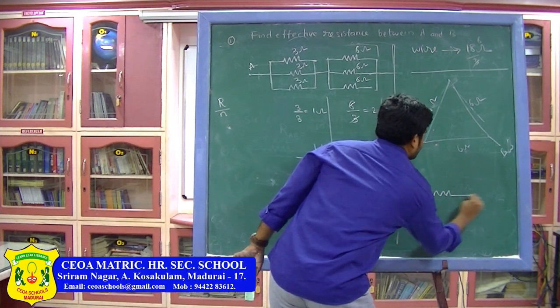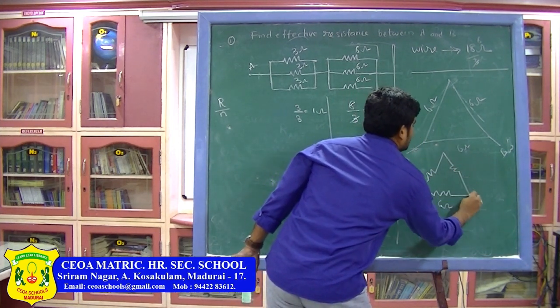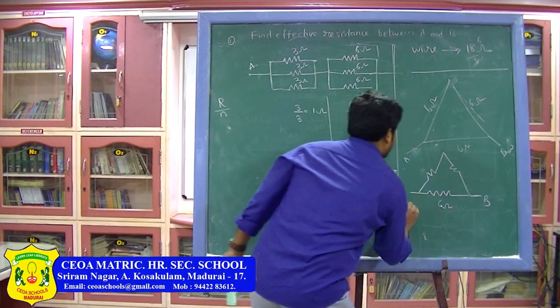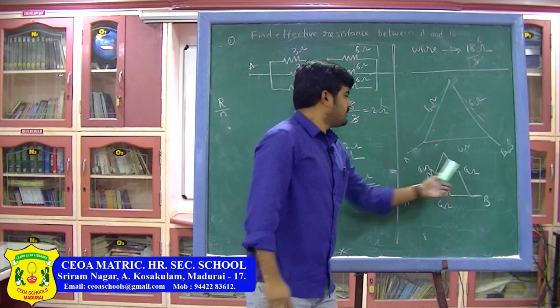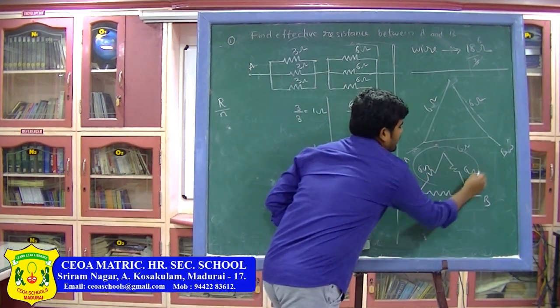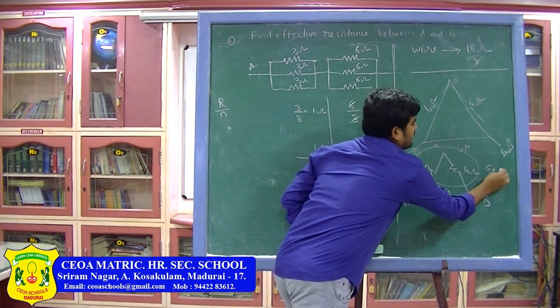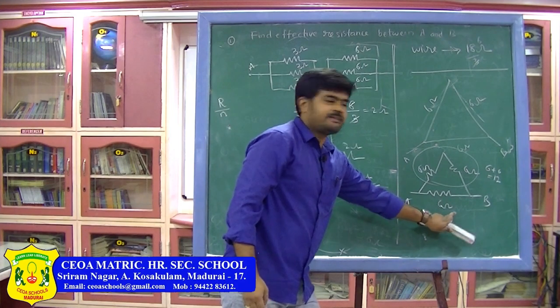This is the first resistor of 6 ohm and another two resistors of 6 ohm like this. This is point A and B, 6 ohm and 6 ohm. Now these two are in series because they are connected side by side. So the value of this series combination is 6 plus 6, that is 12 ohm. Now this 12 ohm is in parallel with the remaining 6 ohm.